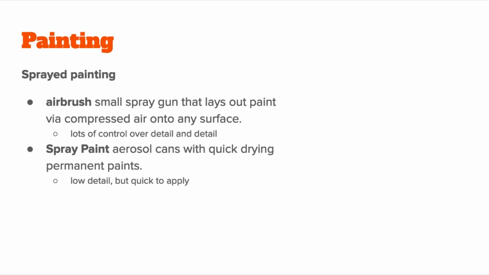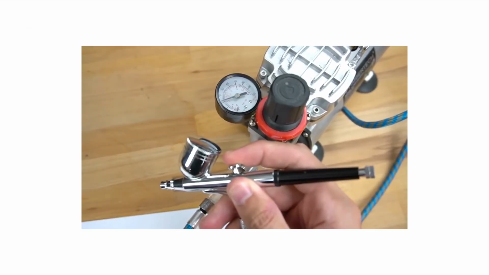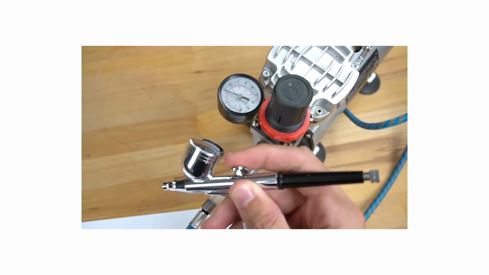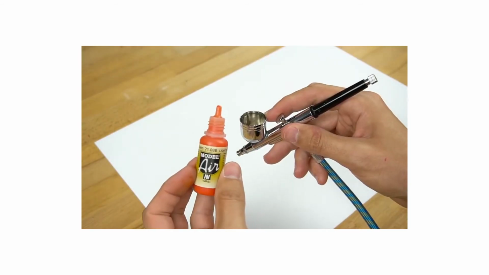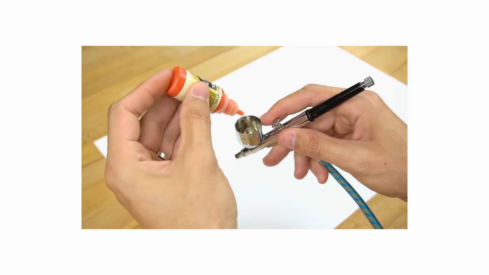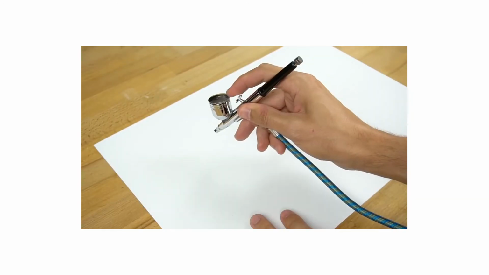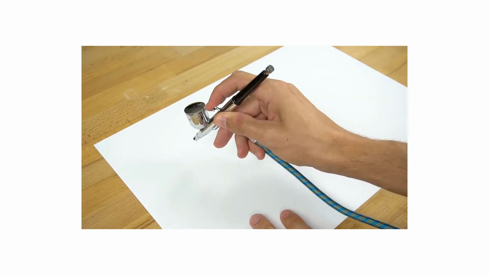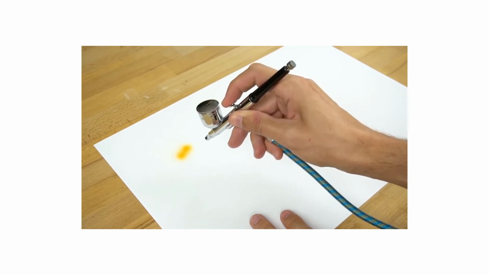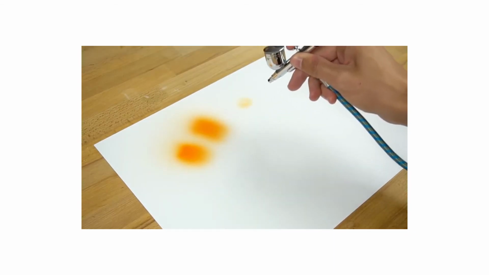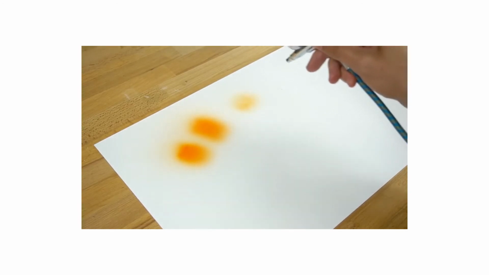We have spray painting. And from spray painting, we really have two different kinds. The first kind is an airbrush. An airbrush is a small spray gun that is attached to a hose of compressed air and a small reservoir of paint thinned by alcohol. The air rushes through the gun, siphoning up droplets of paint and applying them to any sort of surface.